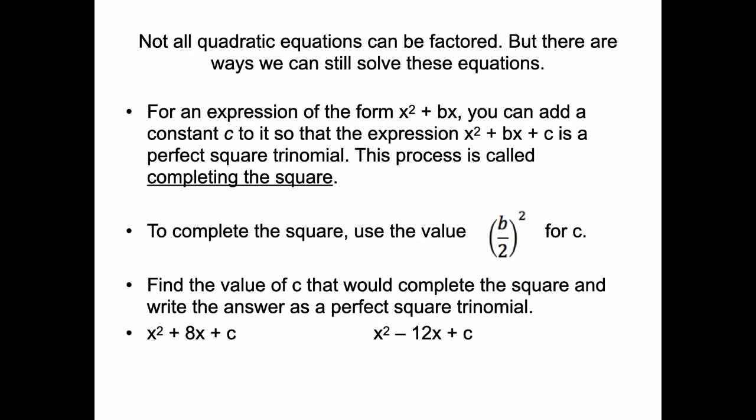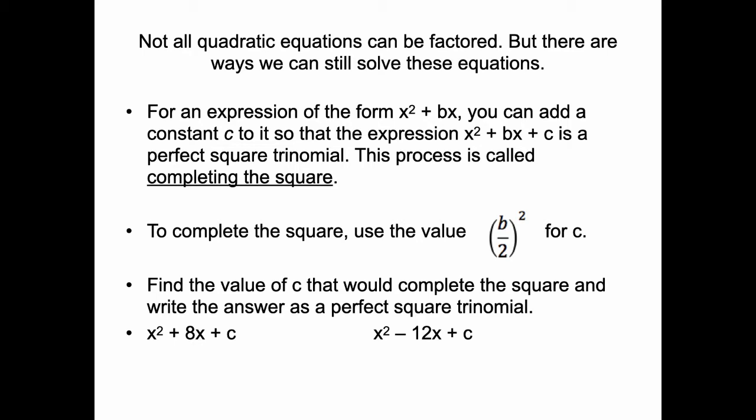Not all quadratic equations can be factored, but there are ways we can still solve these equations, and we're going to learn one of them today. For an expression of the form x squared plus bx, you can add a constant c to it so that x squared plus bx plus c becomes a perfect square trinomial. This process is called completing the square, because what we're doing is adding a squared term. So we're completing a square.